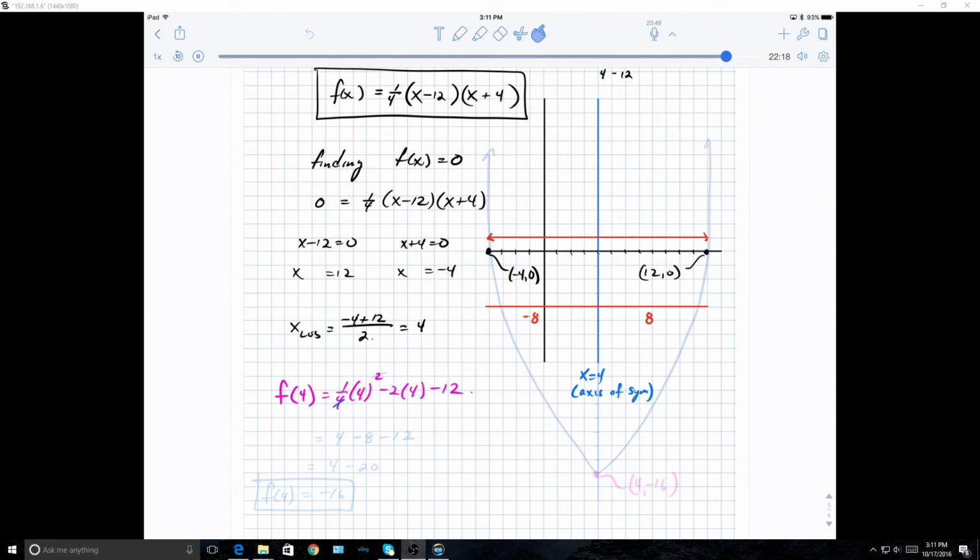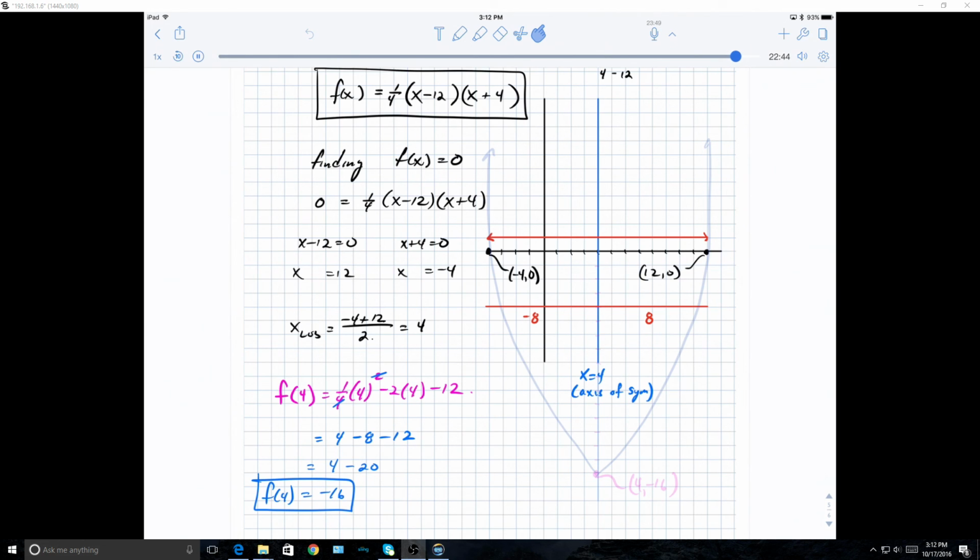I'm dividing by 4, but I have two 4s that I'm multiplying by. So this looks like it's going to be 4 minus 8 minus 12. And that's nice, right? That's 4 and a negative 20, which looks like negative 16. So at f of 4, we're at downward 16 units.